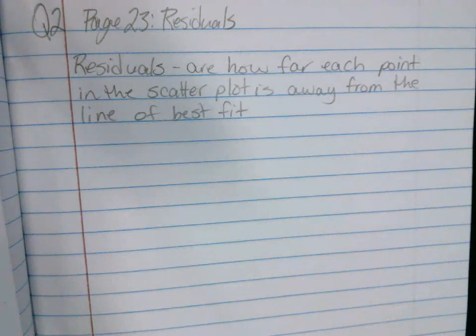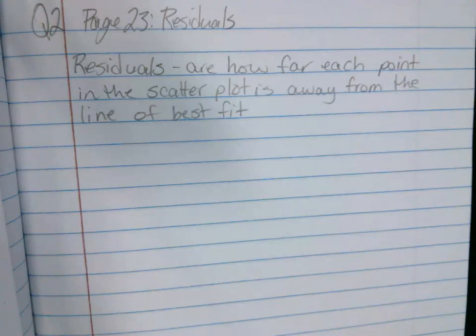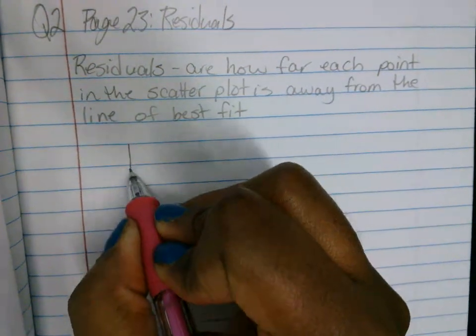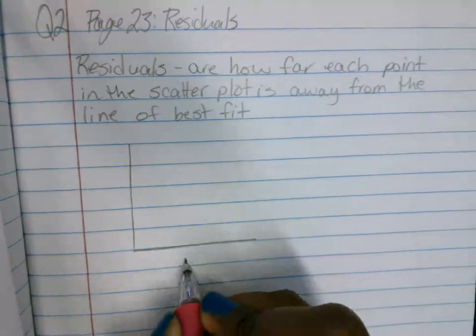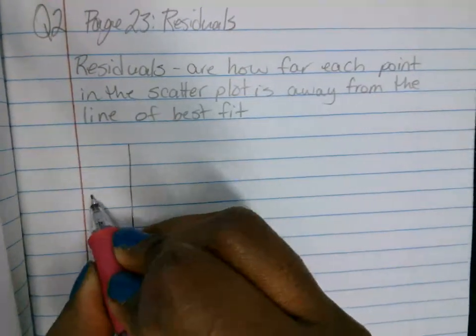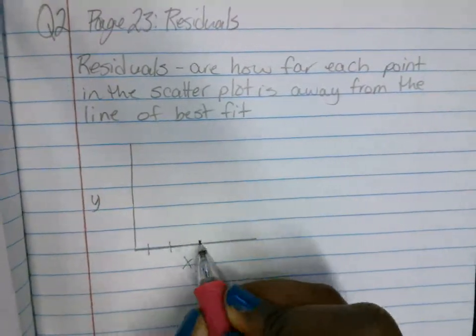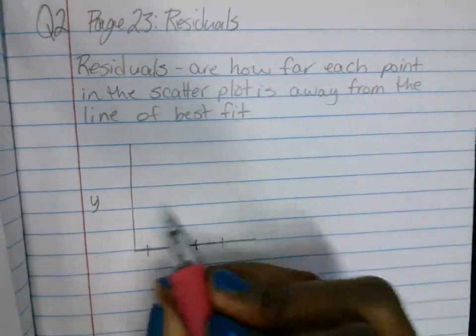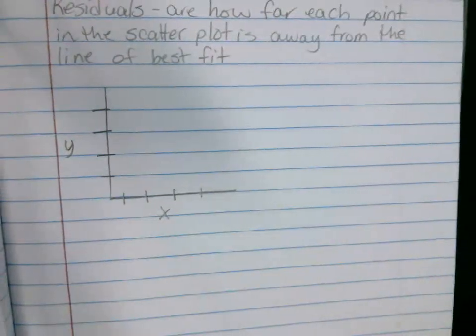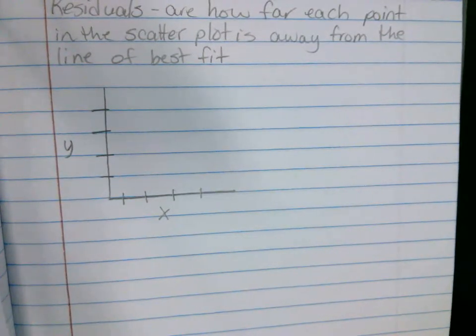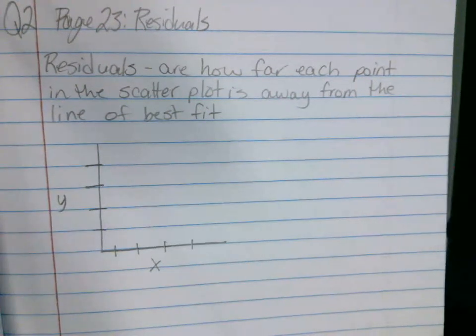Okay, I'm going to illustrate it and then I'm going to write the formula and then we're going to do an example. All right, we're going to draw a quick scatter plot where these are your X values, these are your Y values. I'm going to make it real simple. I'm going to do a couple of points on the scatter plot.